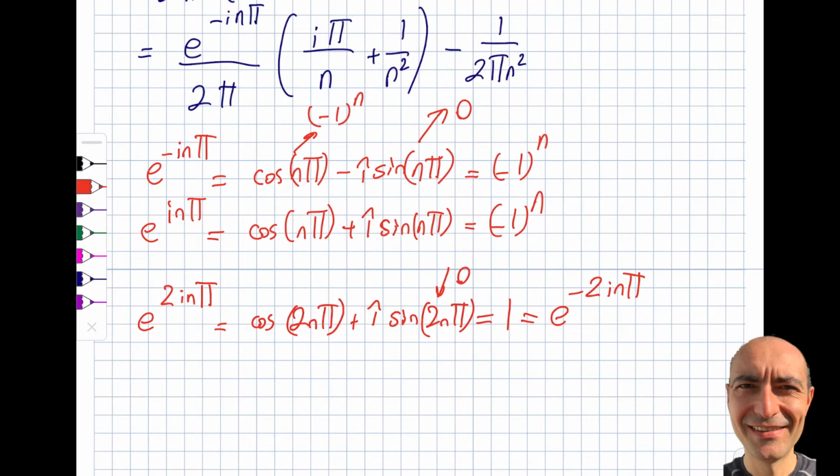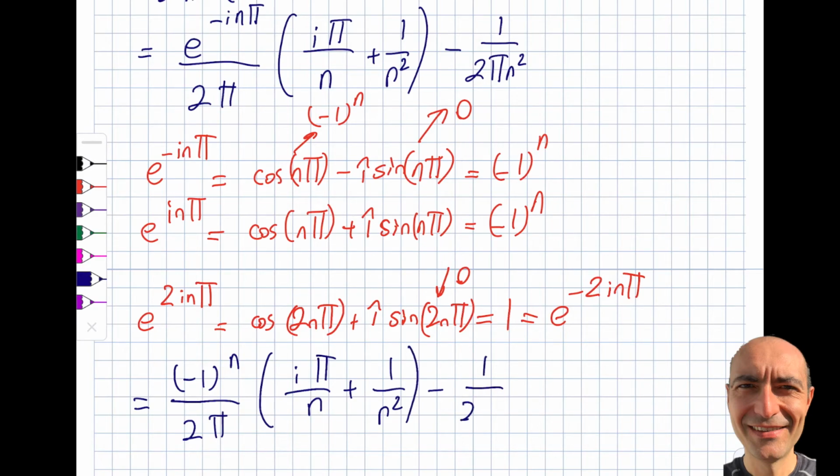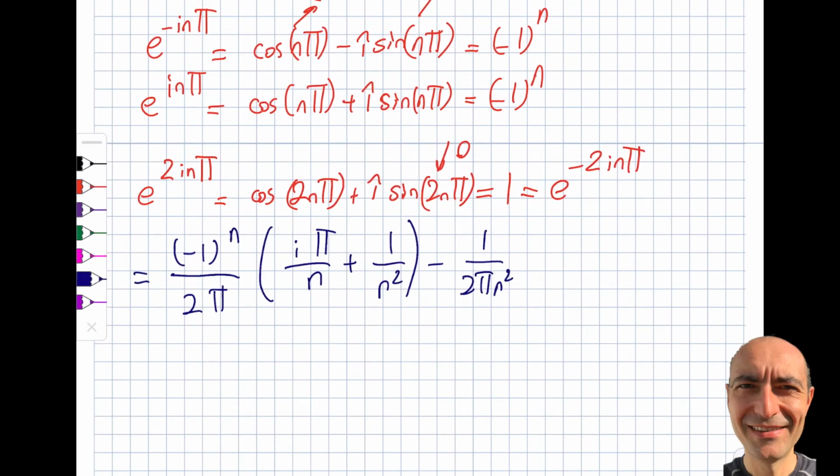So now I'll go back to my original question and insert e to the minus i n pi, which will be minus 1 to the power of n by 2 pi. I have i pi by n plus 1 by n squared minus 1 by 2 pi n squared. I don't think I can do any more simplification than this. So this is basically what Cn is.